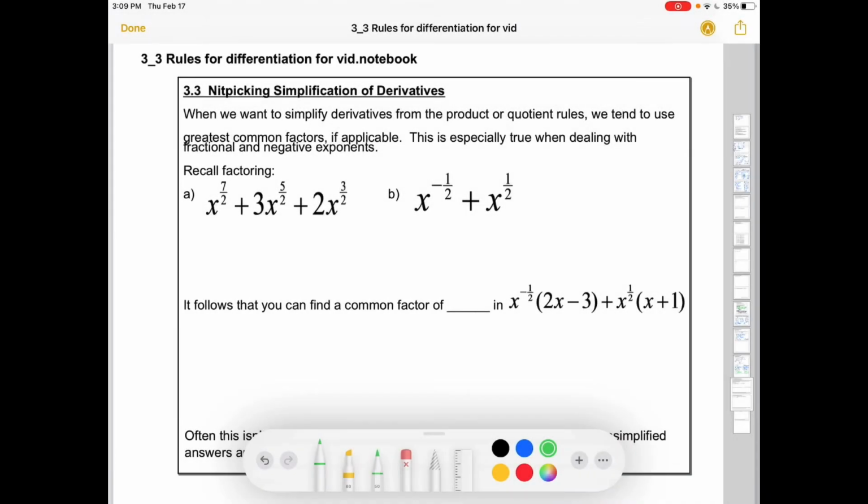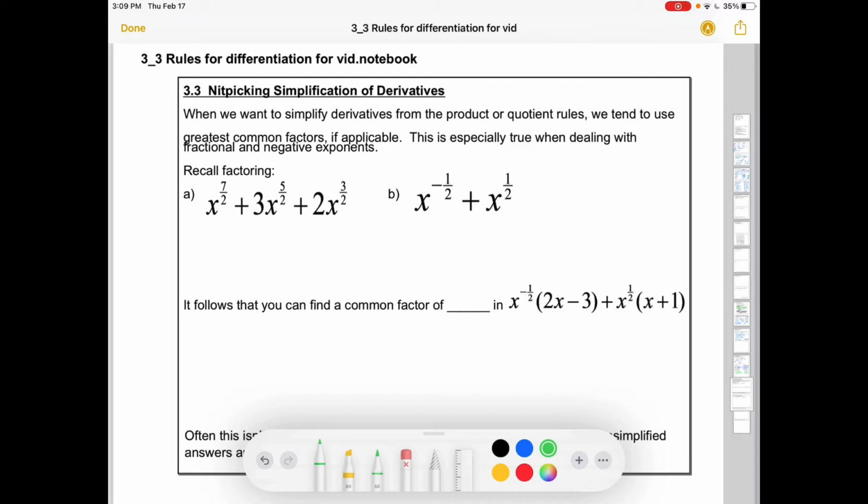Hi folks, welcome to this video on nitpicking simplification of derivatives. So often there are many different ways to present an answer, and your way may be a little bit different from the back of the book, and you want to check and see if they're equivalent, or maybe you want to convert your way into what they have in the book or vice versa.